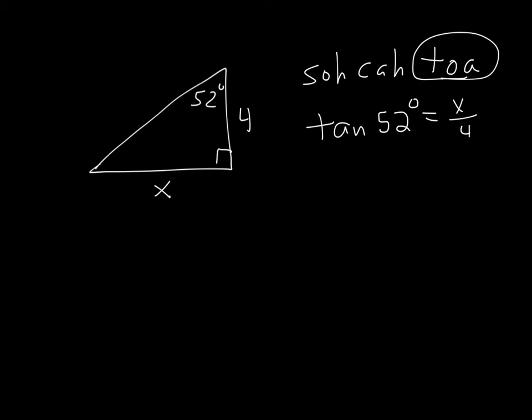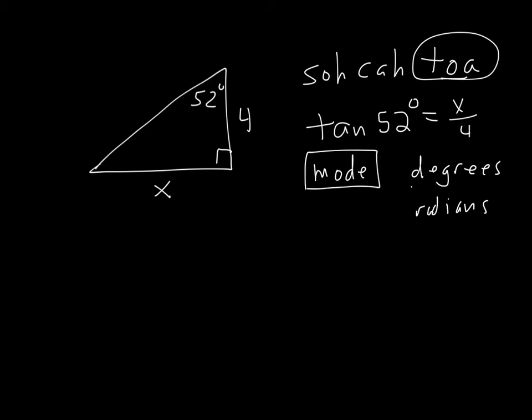Number one is you need to hit the mode button in your calculator just to make sure you're in degrees. There's another we're going to do later called radians. We want to be in degrees, not radians. So just scroll down, move your arrows over until it says degrees. Otherwise you're going to get wrong answers.